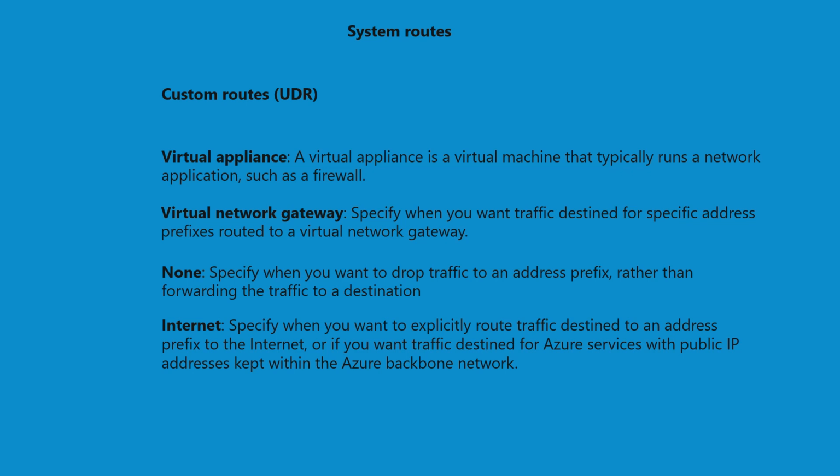Next option, if you have some sort of on-prem connectivity and you are using the virtual network gateway, you can override the traffic pattern by putting a route towards the virtual network gateway. Then you have an option of none. Specify it when you want to drop specific traffic for a particular address prefix. Similarly, internet: specify it when you want to explicitly route traffic destined to an address prefix to the internet, or if you want traffic destined for Azure services with public IP addresses kept within the Azure backbone network.